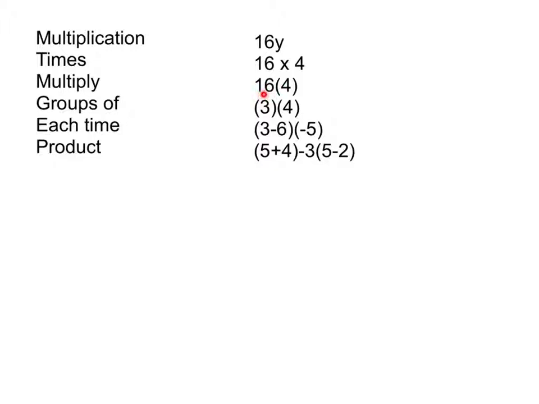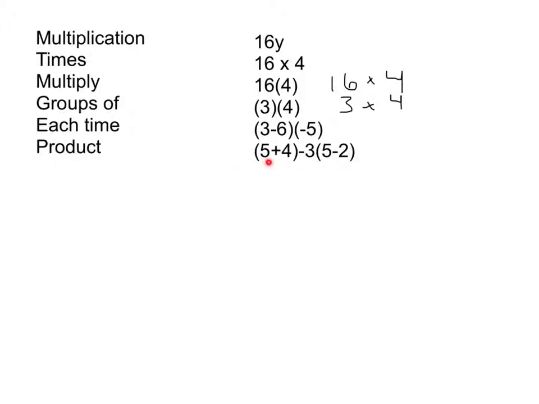When it's a number next to brackets, that means multiply. So that means 16 times 4. When it's 2 brackets right next to each other, that means multiply. So this means 3 times 4. Following BEDMAS, you would do what's in the brackets and times it by this bracket.